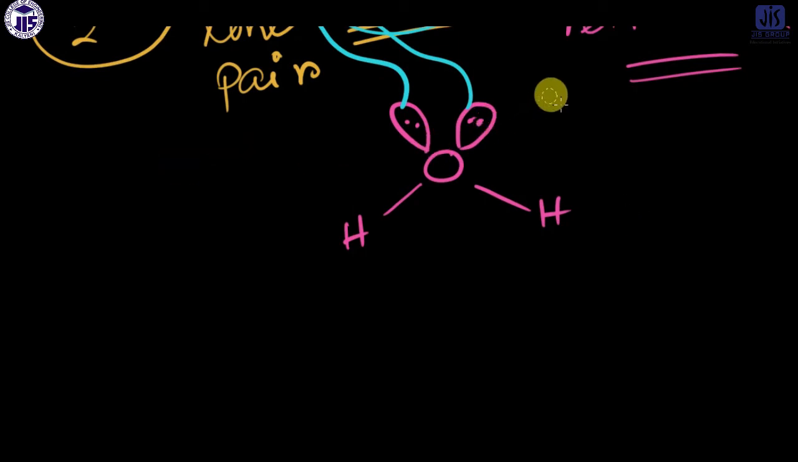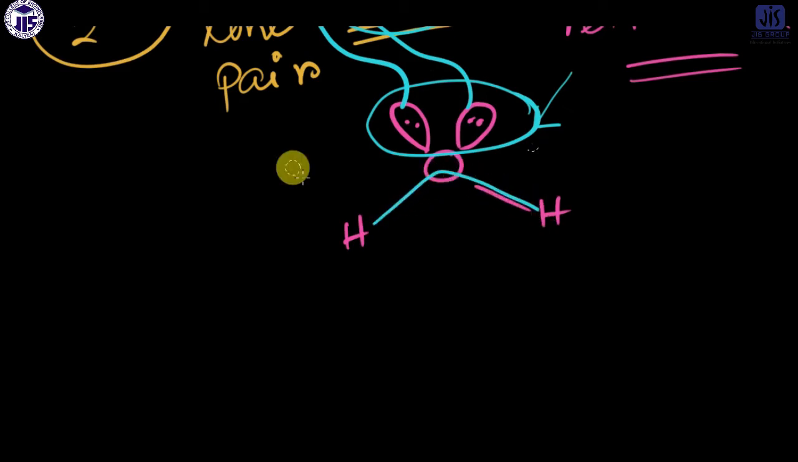So originally it is tetrahedral, but when I'm considering the shape, then you have to omit the lone pairs. Okay, you have to omit the lone pair. So without lone pair, look, the structure looks like a V, isn't it? So this is called the shape of the molecule, actually V shaped. It is the V shaped.